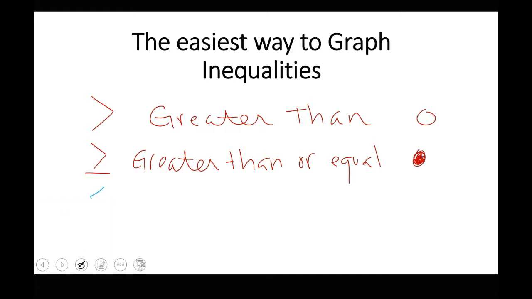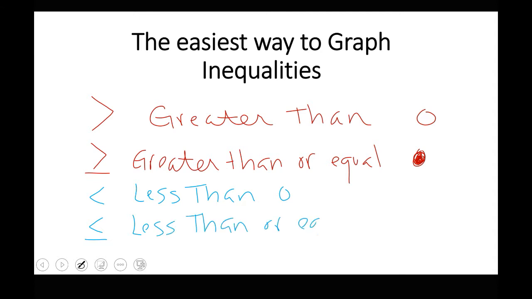If it's pointing the other direction, that is less than. And again, it's not or equal to, so we use an open circle to show that. If it does have the line underneath it, it means that it is less than or equal to, and we show that by coloring in the circle when we're graphing it. So if you have the line, you color in the circle. If you don't have the line, you don't color in the circle.